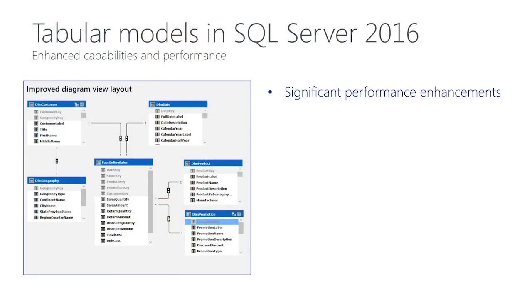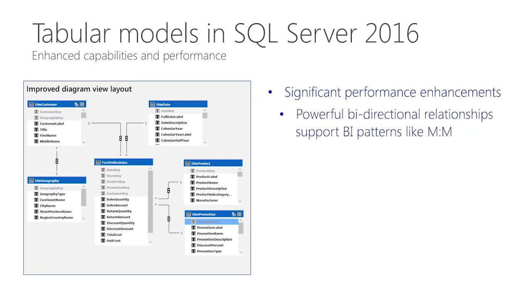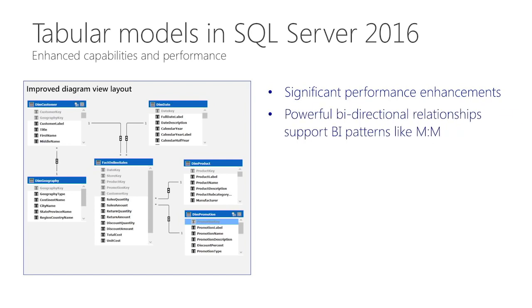The second big thing that we've done is add bidirectional relationships. This will allow you to create BI patterns like many-to-many inside of the tabular model. This is a very frequently requested feature. The next thing that we've added is over 50 new DAX functions and support for variables, which allows you to add more richness to your model.